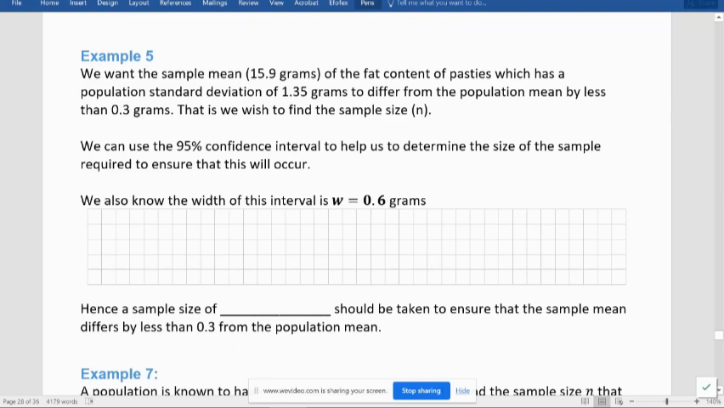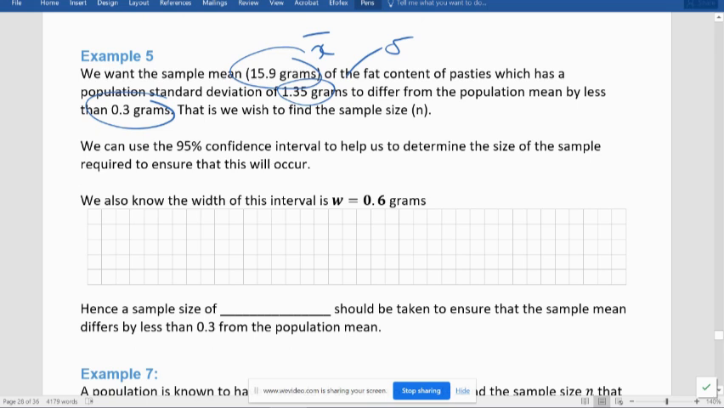Okay, we've got a couple more examples here. In these examples, it says we want the sample mean of the fat content of pasties, which has a population standard deviation of 1.35, to differ from the population mean by less than 0.3 grams. That is, we wish to find the sample size.